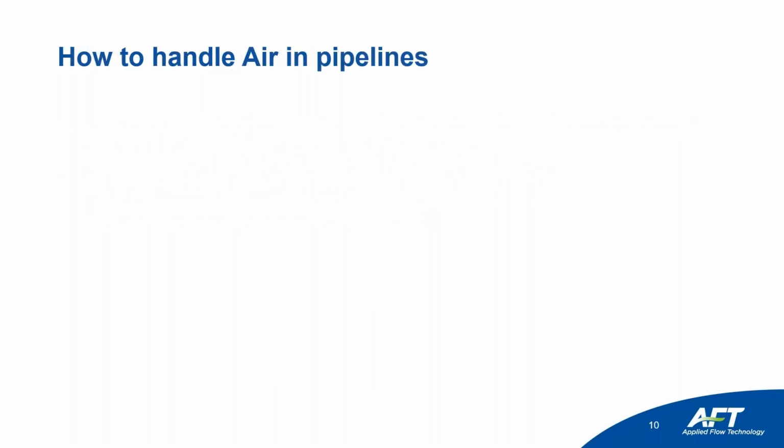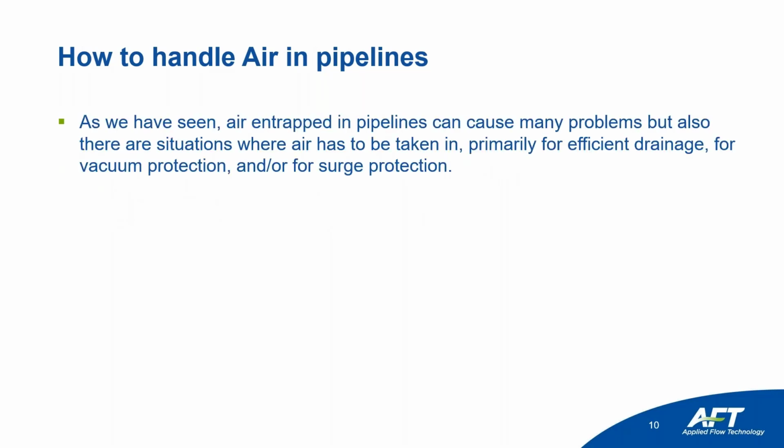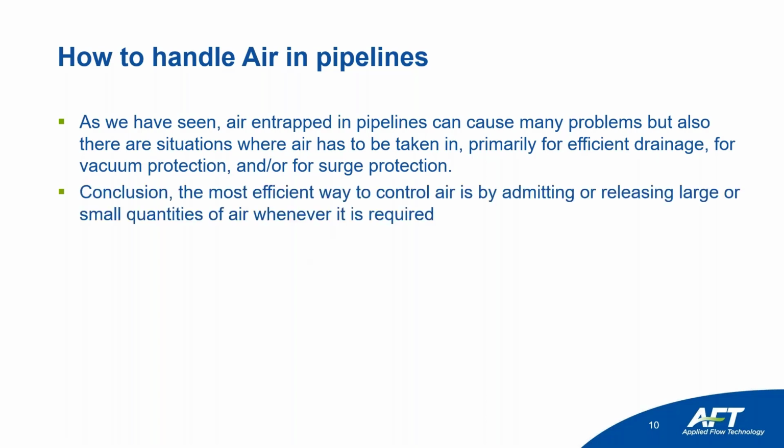So how do we handle air in pipelines? As we have seen, air entrapped in pipelines can cause many problems, but also there are situations where air has to be taken in, primarily for efficient drainage, vacuum protection, or surge protection. In conclusion, the most efficient way to control your air is by emitting or releasing large or small quantities of air whenever it is required.